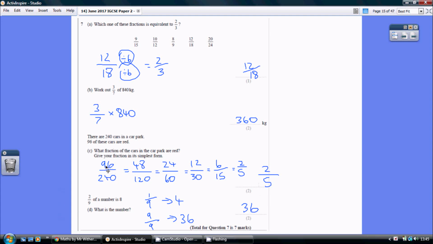So how have you done that? Well, we're really just simplifying. So I've halved and halved again, halved again, halved again, then divided by 3 to give me 2/5.